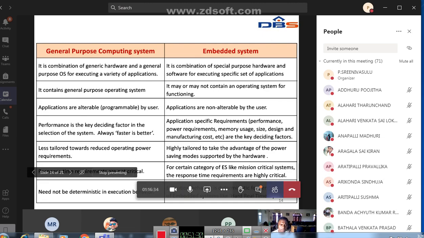Soft real time system means there is some relaxation in the behavior of the system. Hard real time system means there is no relaxation.